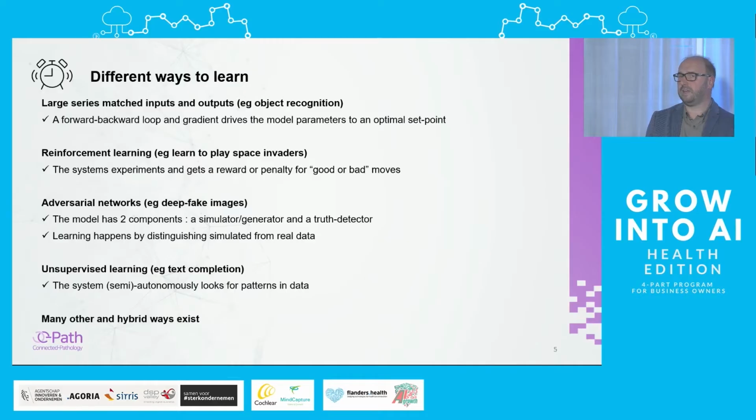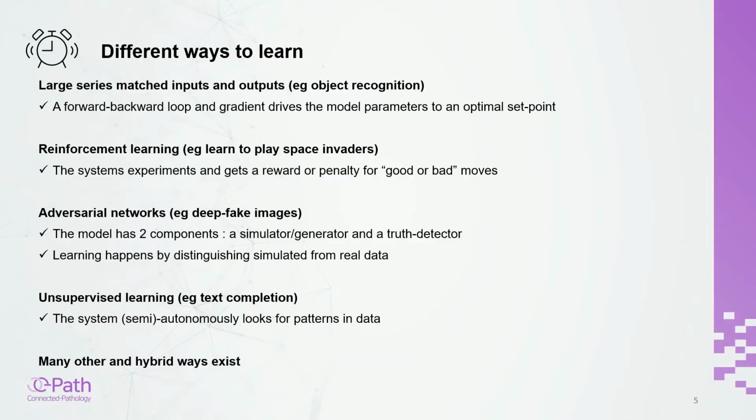Then there's the adversarial networks, what Mieke already mentioned. In this kind of learning situation, the computer auto-generates data. So you have one part of the system that is trying to simulate or generate fake data, and another part of the system that is trying to distinguish it from real data. By playing these two systems against each other, they both get better. In the end, you end up with a better truth detector, but unfortunately, you also often end up with a better fake generator, which is sometimes the downside, and where you end up with deepfakes and deepfake images.